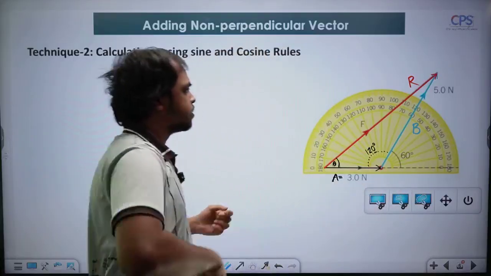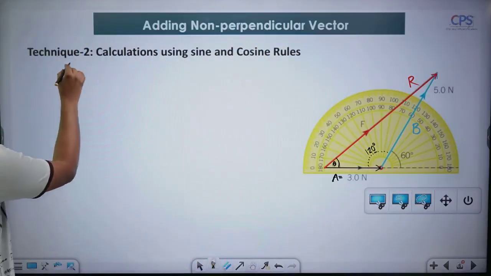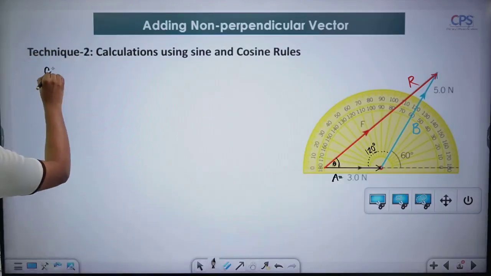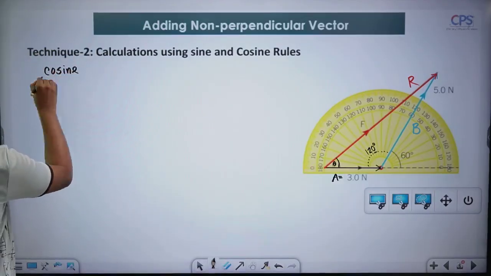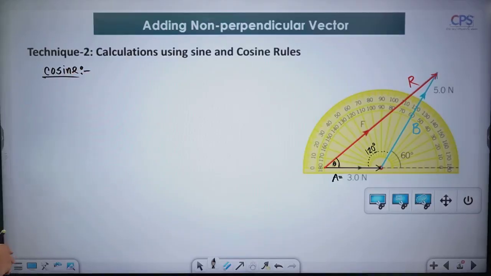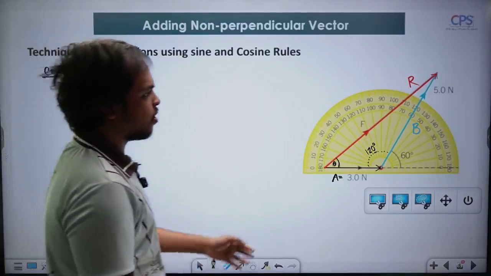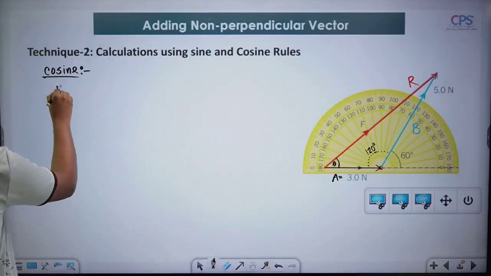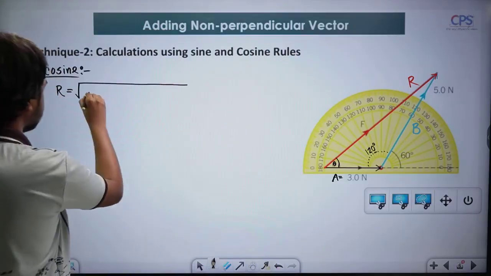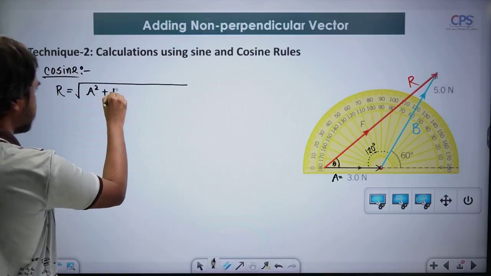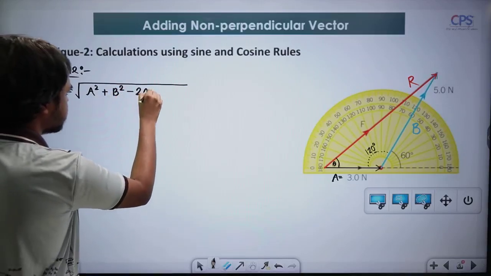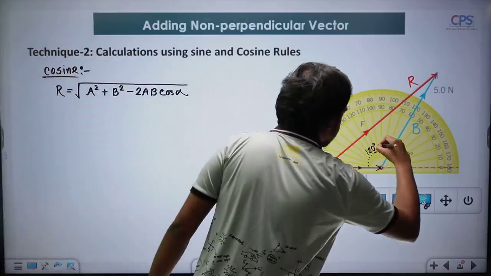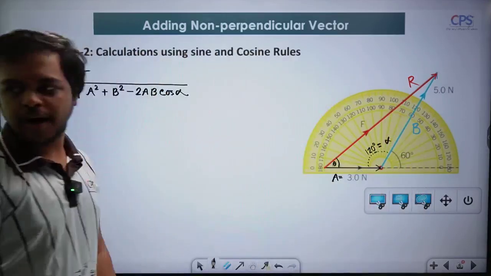Okay, both of them. So bear with me, using cosine rule. Let's start with cosine to calculate the magnitude. Using cosine rule, see, what do you need? We need R vector. So R equals root over A square plus B square minus 2AB cosine of alpha. Which one is alpha? This one is alpha. Remember, this one is alpha.